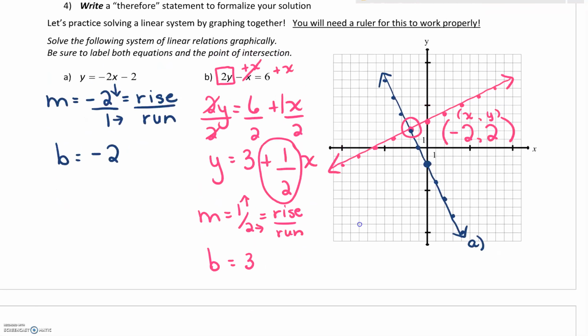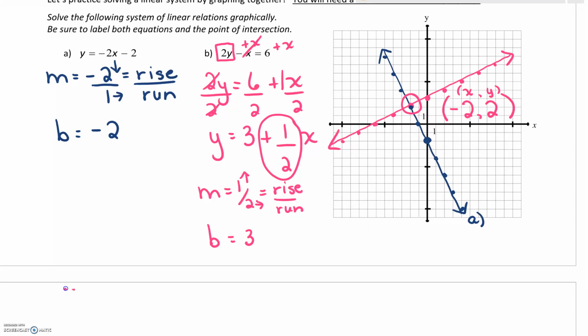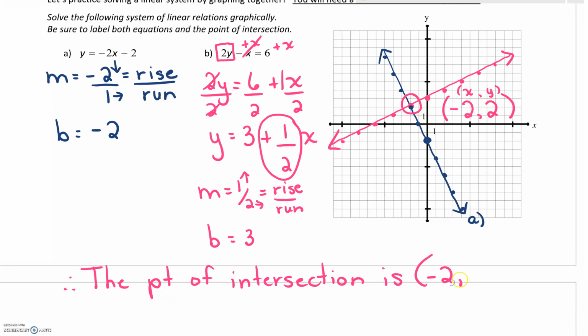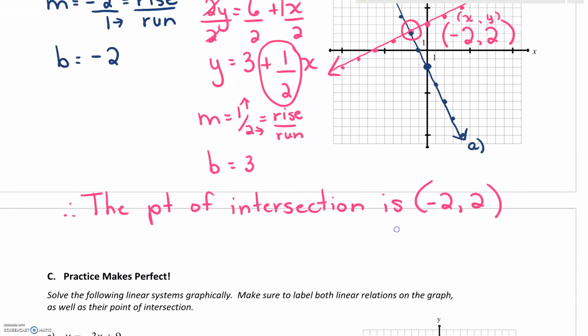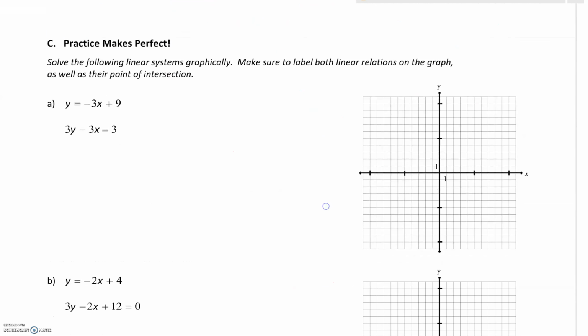At the end, we just have to write a therefore statement, and all I want here is: therefore, the point of intersection is (-2, 2). You're going to get really good at graphing and really good at identifying coordinates. So let's go ahead and practice a few more examples.